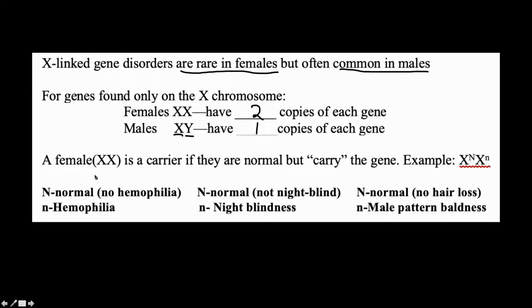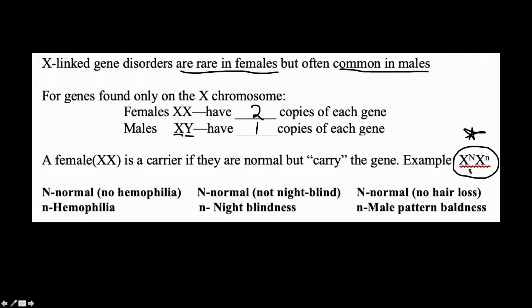Another important bit of information that you must know is that when we look at a female, females can be normal, they can be carriers, or they can be diseased. So right here, a female XX is a carrier if they are normal, but carry the gene. So it's going to look like this. So go ahead and circle this. Put a star here. Okay.